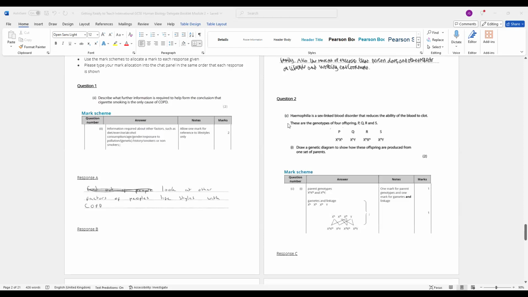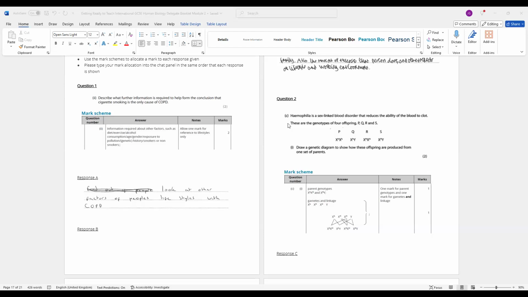It says hemophilia is a sex-linked blood disorder that reduces the ability of blood to clot. Okay. These are the genotypes of four offspring, P, Q, R, and S. Draw a genetic diagram to show how these offspring are produced from one set of parents. Okay. And there we are. So you get one mark for the parent genotype and one mark for gametes and linkage. Okay. Let's look at the examples and consider what marks they might get.